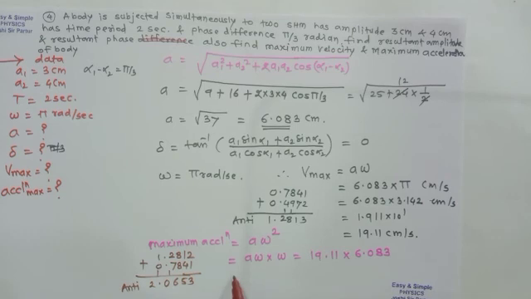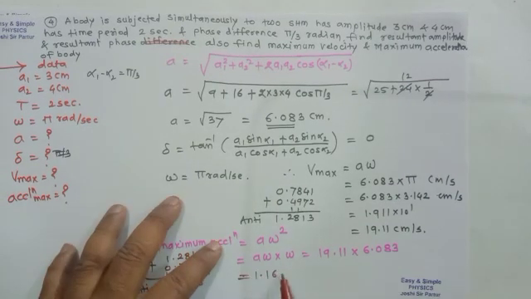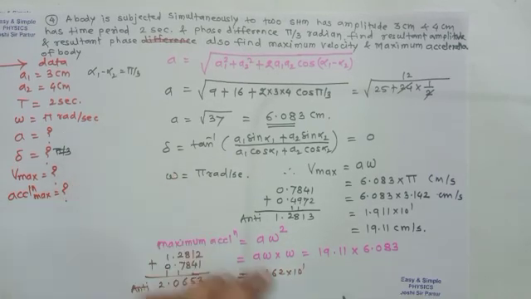it is 1.162 multiplied by 10 to the power 2. It will be 116.2 centimeter per second square. This is the answer for maximum acceleration.